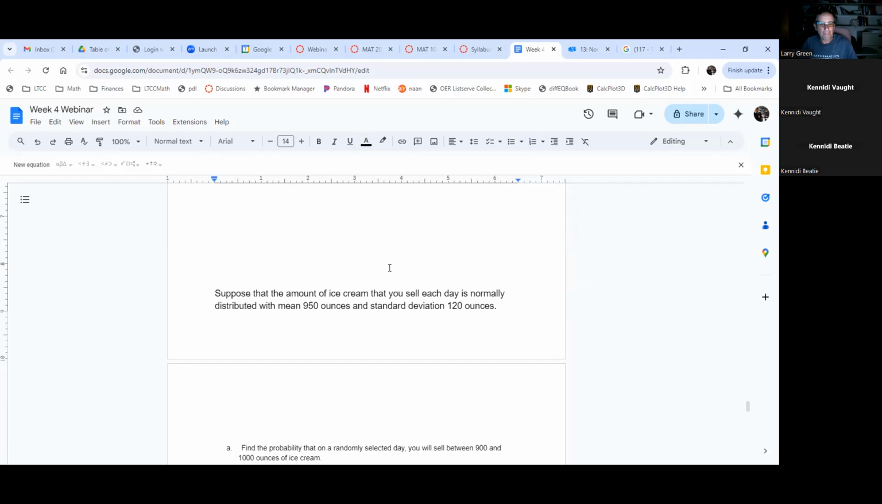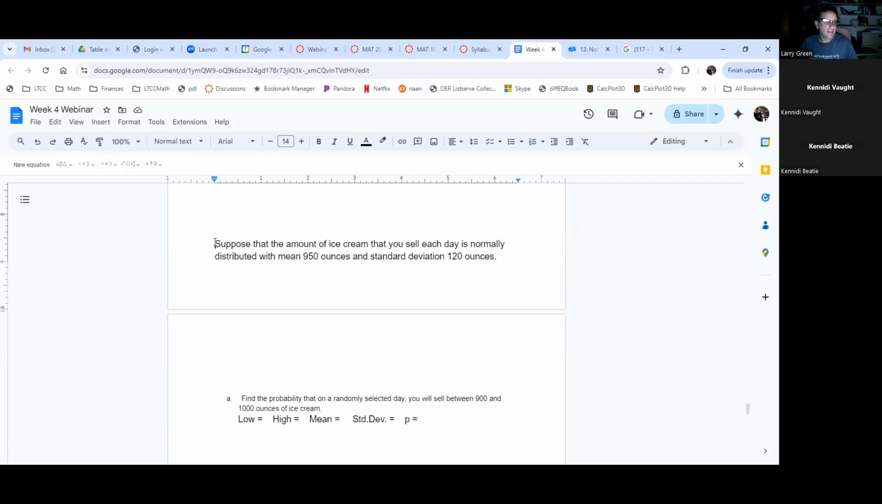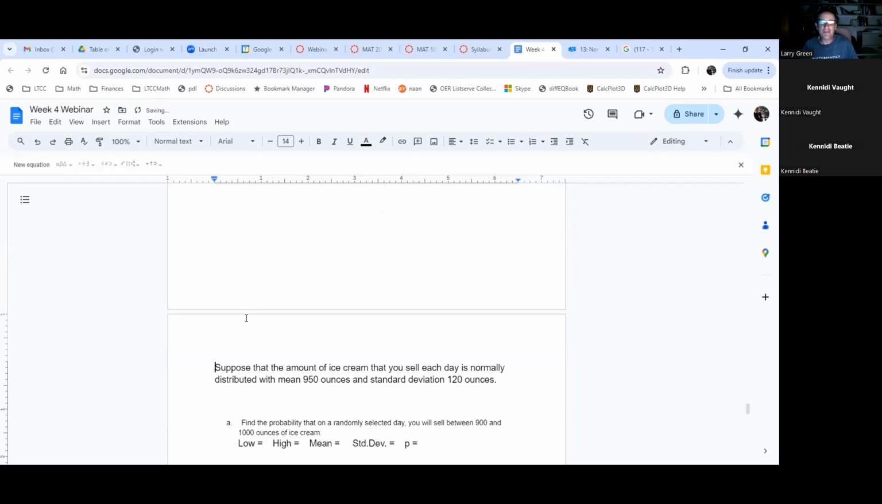So let's do one more example question. All right, so you have a store, a shop, and it's an ice cream shop. Sounds delicious? Suppose the amount of ice cream that you sell each day is normally distributed with mean 950 ounces and standard deviation 120 ounces. Basically, if you have a shop, and you should, collect data. Look at every day how much you sell, and see if it looks normal, find out what the mean is, find out the standard deviation. There it is.